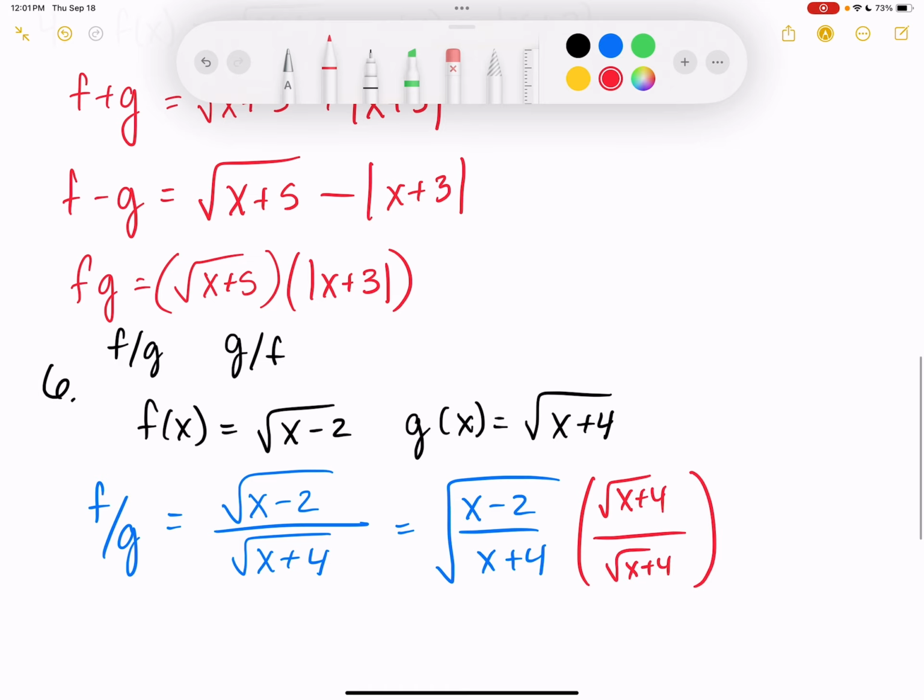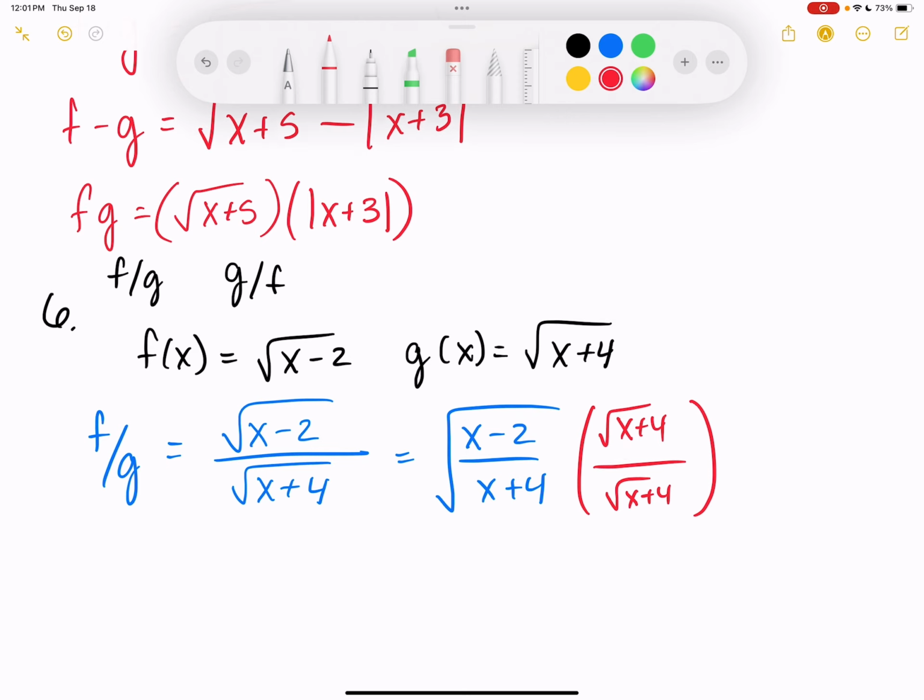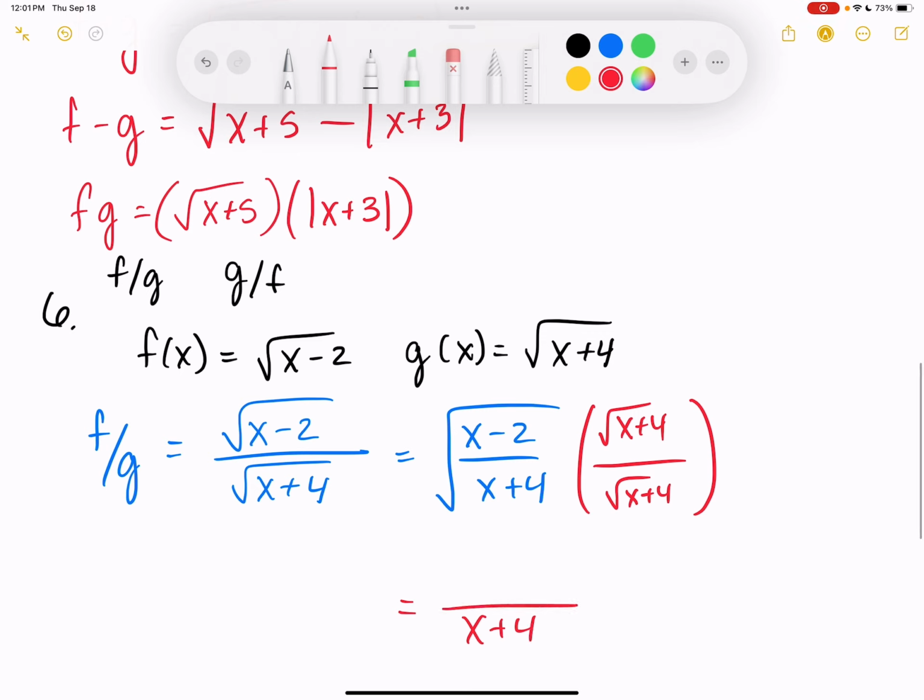The bottom square root's just going to go away. So on the bottom, I'm going to have x plus 4. On the top, I'm going to have the square root of x squared plus 2x minus 8. That's technically what I would have, so that would be the technical right answer. I normally just let people leave it like this because we're just showing f divided by g. I'm not worried about everything else.